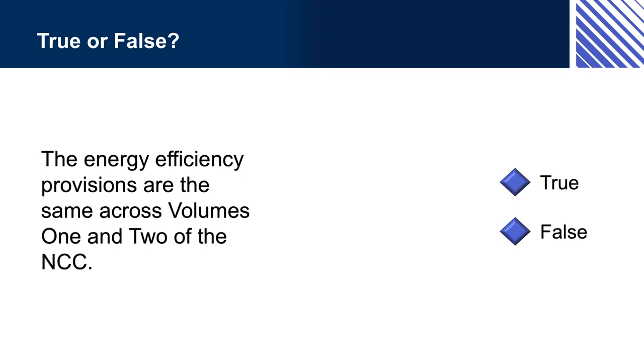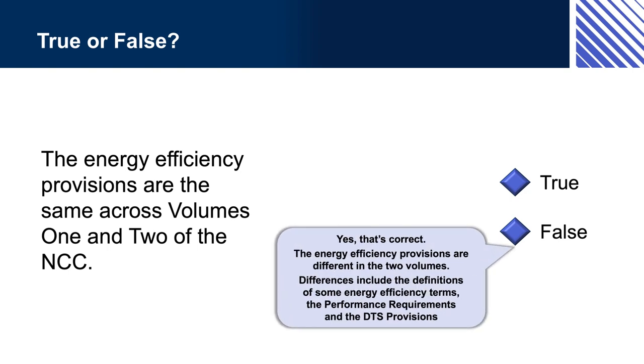True or false? The energy efficiency provisions are the same across Volumes 1 and 2 of the NCC. If you chose false, yes, that's correct. The energy efficiency provisions are different in the two volumes. Differences include the definitions of some energy efficiency terms, the performance requirements, and the DTS provisions. As the types of buildings covered by each volume are different, so are the performance requirements and DTS provisions. Some definitions also naturally change.